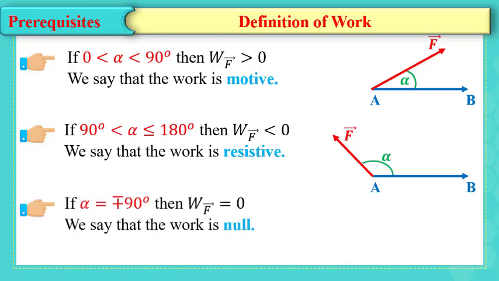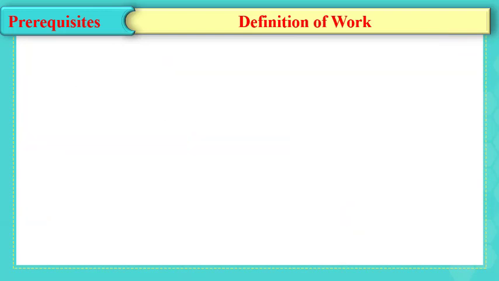The final case, if alpha is 90, it means the force is just perpendicular to the displacement, then the work is 0, and we say that it is null.